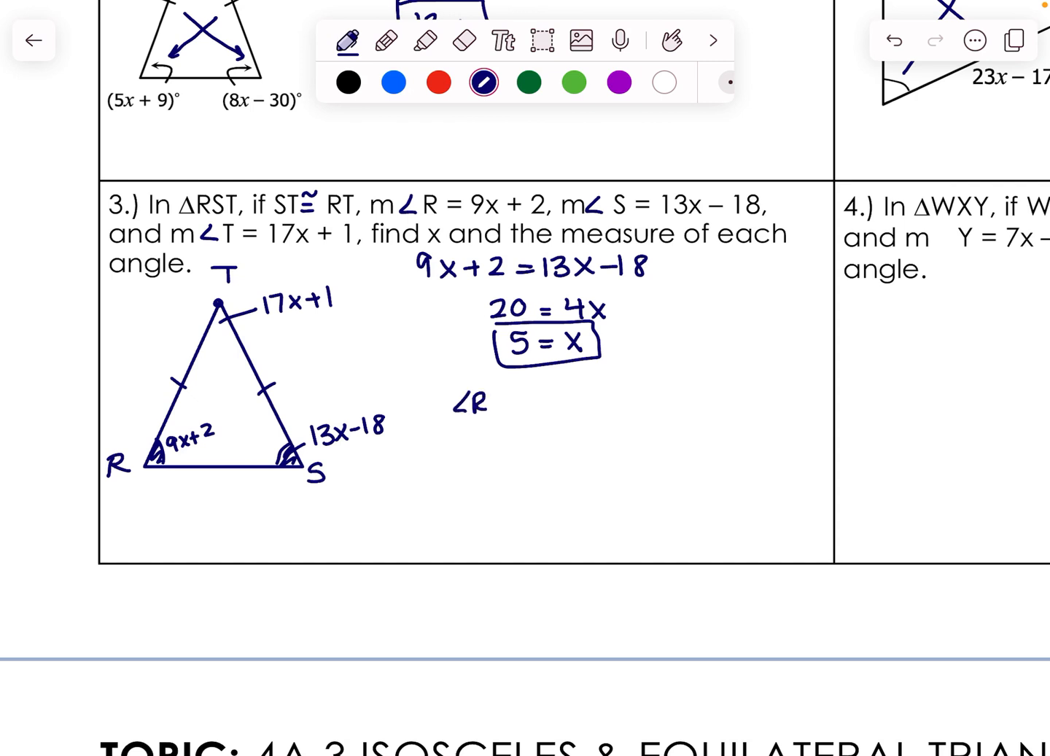So to find angle R, we just plug it in. So 9 times 5 plus 2 is going to be 47. All right, and I know angle S is going to be the same thing because those are congruent. So S is also 47. And then T, we do have to plug that one in. So 17 times 5 plus 1 is going to be 86.